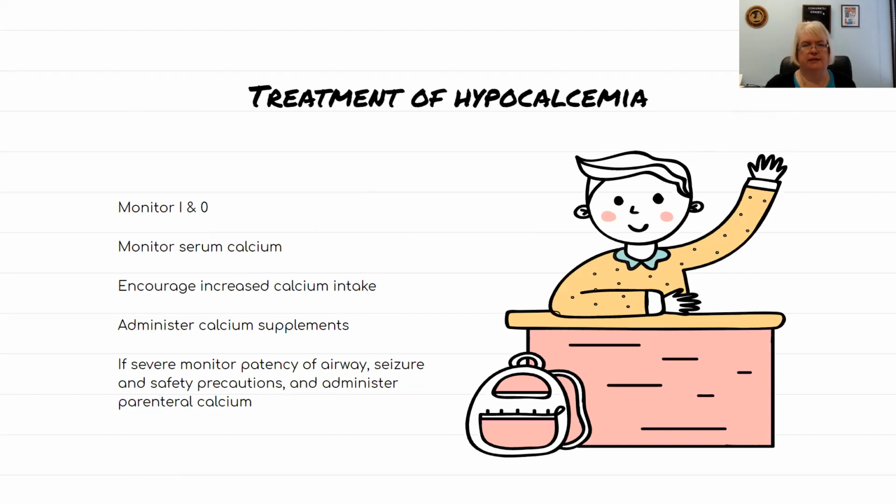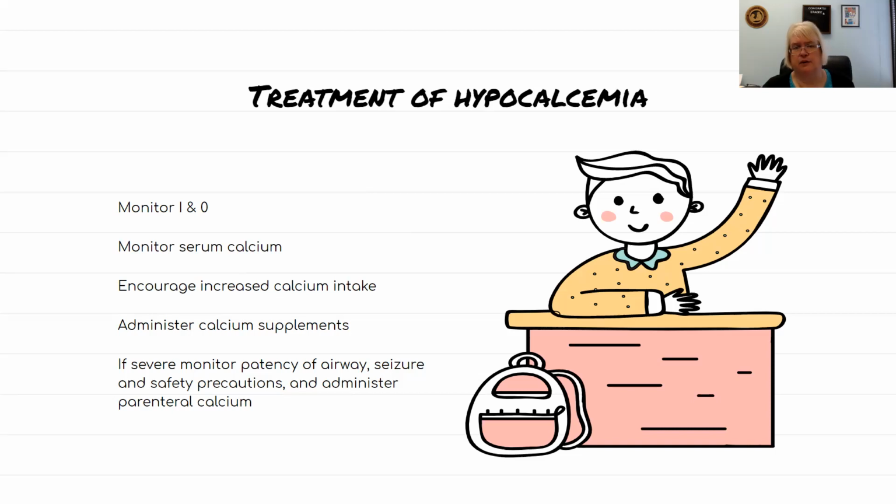So things we need to do for the treatment of hypocalcemia: we need to monitor for I and O, monitor for serum calcium, encourage them to take in calcium, and that would be from foods that are high in calcium, which would be cheese, collard greens, milk or soy milk, rhubarb, sardines, and tofu, and yogurt.